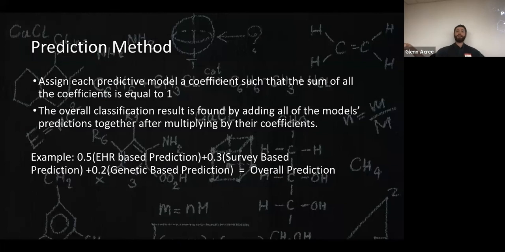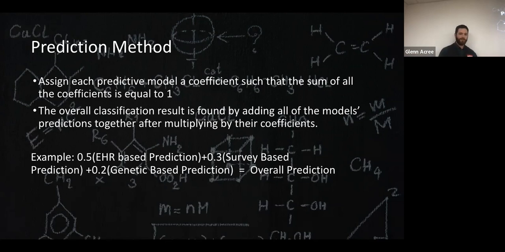Now, how we're going to combine these predictions is using this sort of predictive method that we came up with. It's basically a weighted average, but it also lets you put more emphasis on one model than the other, and it gives you another way to tweak your prediction. So first, we're going to assign each predictive model a coefficient, and the sum of all of the coefficients is going to be 1. And then the overall classification result will be by taking each model's prediction. Now, each model is going to give us, again, a % prediction. We're going to multiply it by its weight, and then we're going to add them all together. And that's going to be our overall prediction.